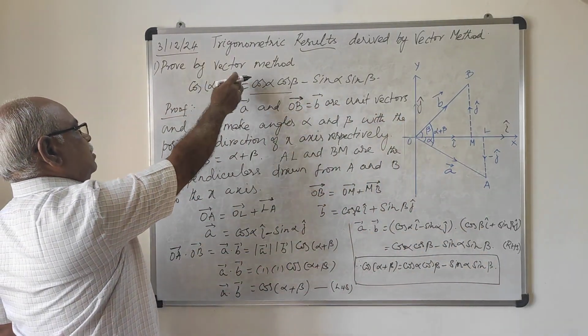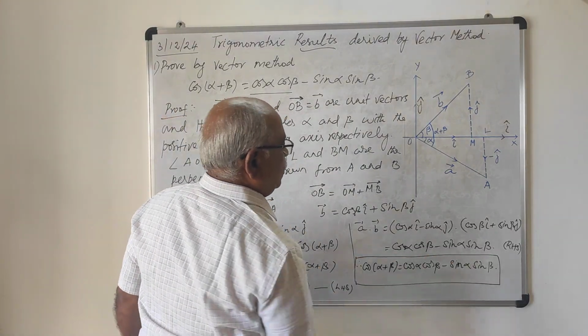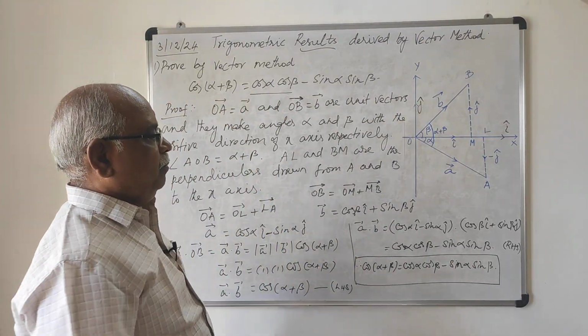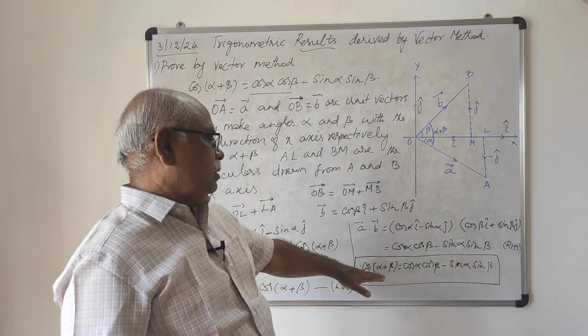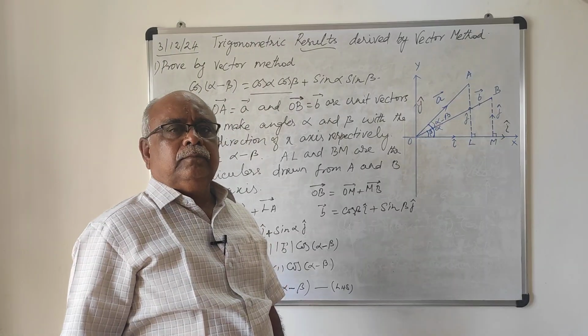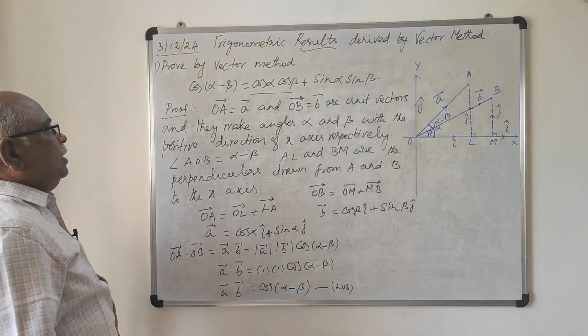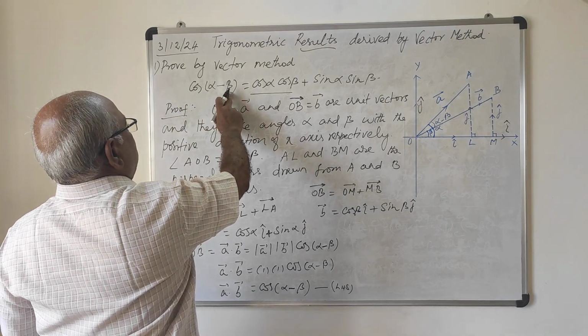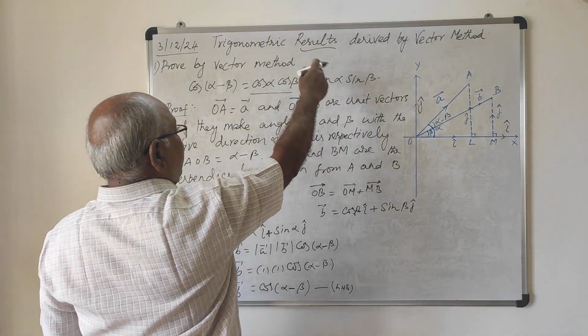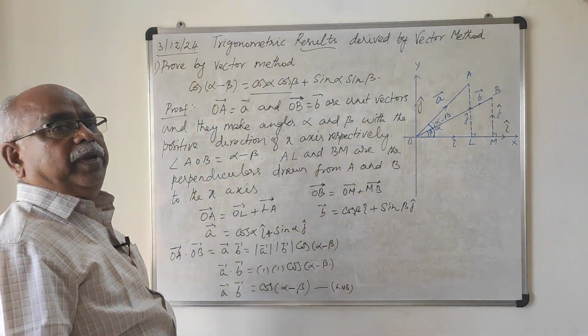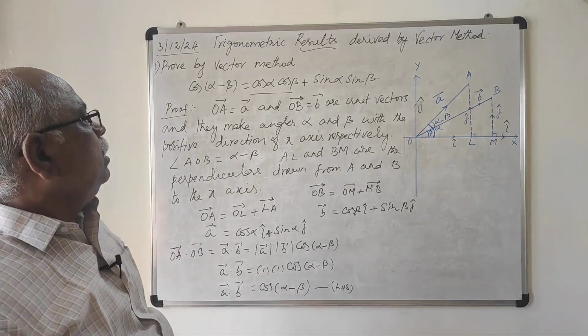Therefore, the result is derived by vector method. Cos(alpha plus beta) equals cos alpha cos beta minus sin alpha sin beta is the required result. The next trigonometric result is cos(alpha minus beta) equals cos alpha cos beta plus sin alpha sin beta. It should be derived by vector method.